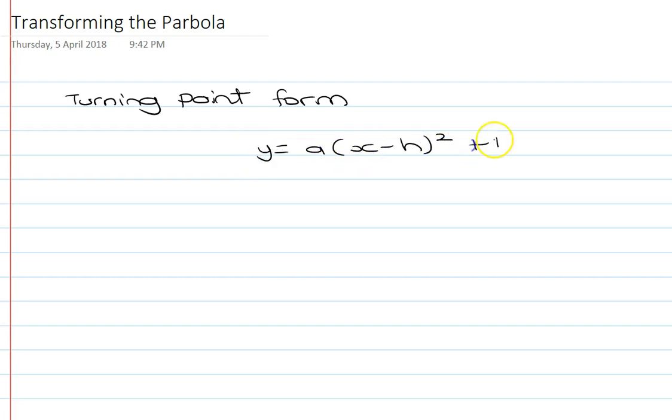In this video, we're going to look at transforming the parabola. To begin with, we're going to look specifically at turning point form. So when any parabola or any equation is written in turning point form, it takes the form of y equals a bracket x minus h squared plus k. Let's have a look at what a, h and k are.